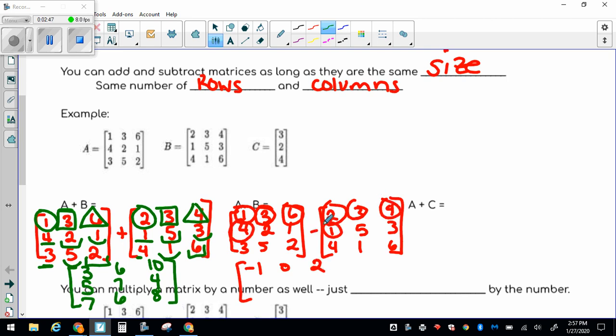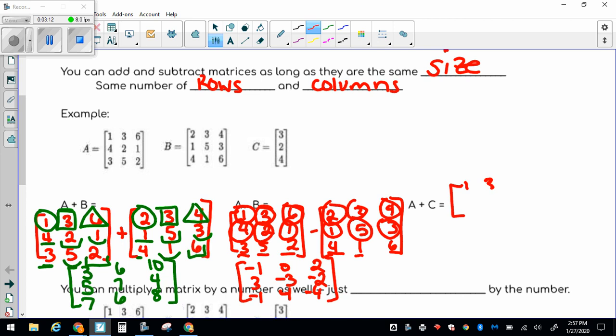4 minus 1 is 3. 2 minus 5 is negative 3. 1 minus 3 is negative 2. 3 minus 4 is negative 1. 5 minus 1 is 4. 2 minus 6 is negative 4. Easy enough. The problems are when we do things like this, A plus C.